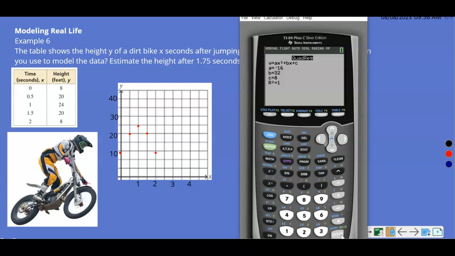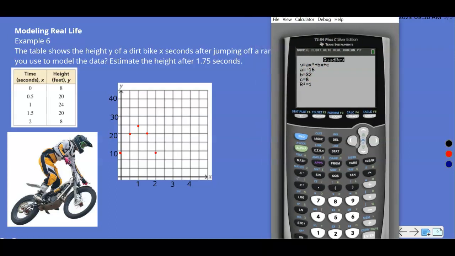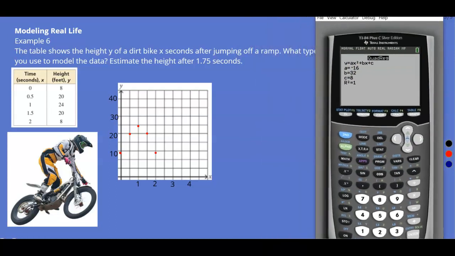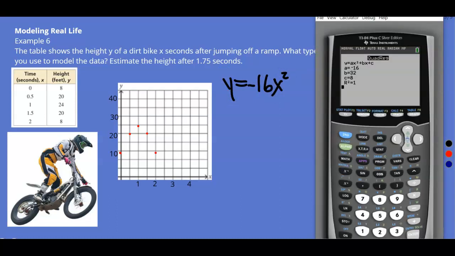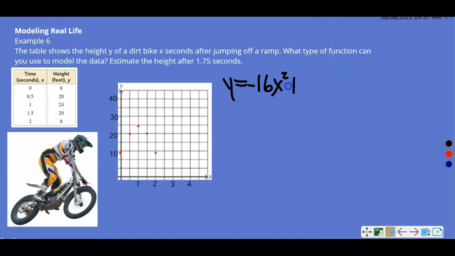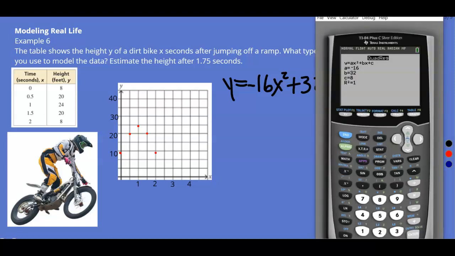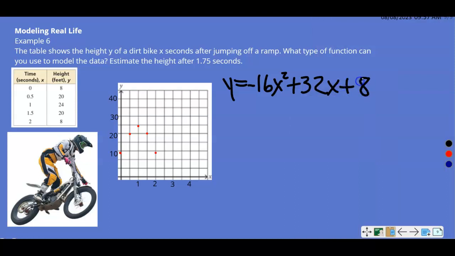So y equals, a is negative 16, so it's going to be negative 16x squared plus 32x, and then I think it was plus 8. C is 8. Yep. So plus 8.